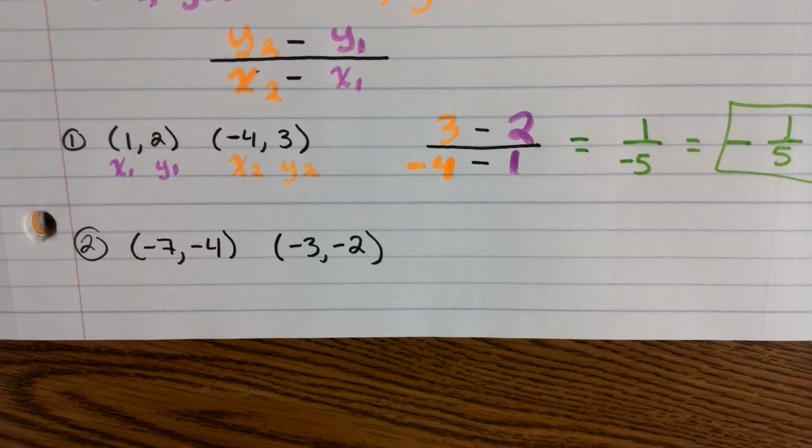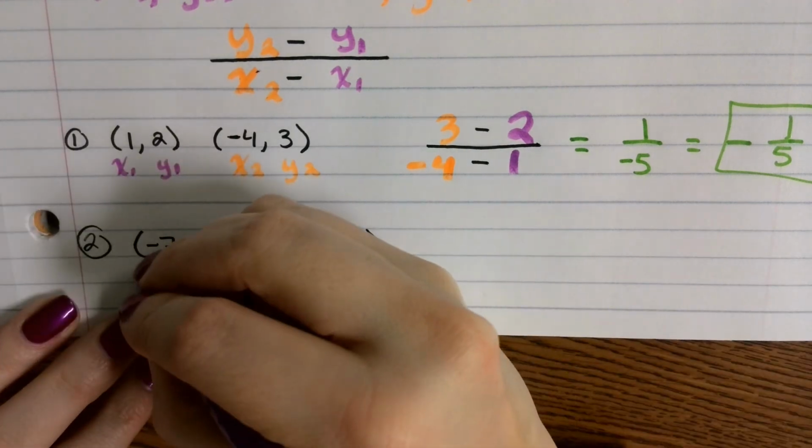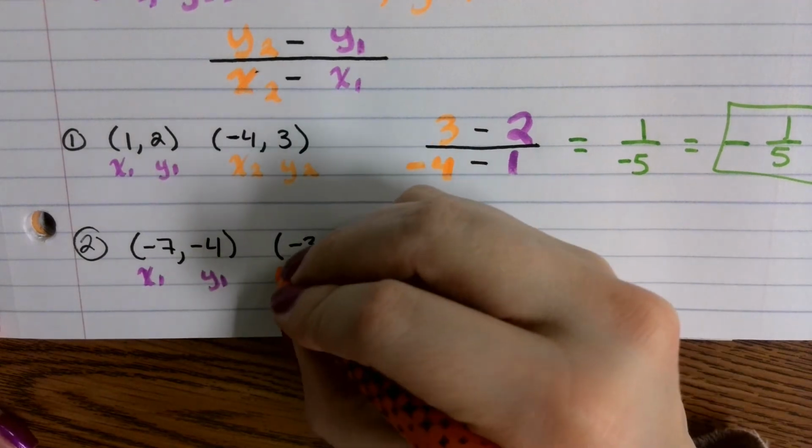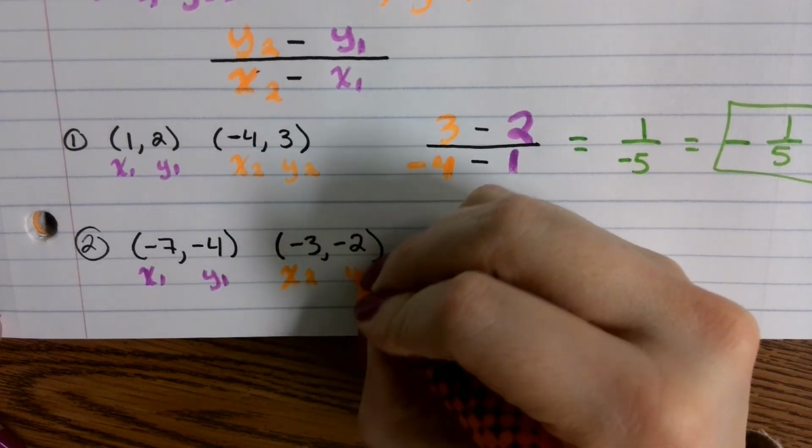All right, who can tell me what they got? Kinston? 1/2. Very good. Okay, so if we just assign these, we'll say that this is my x1, this is my y1. The -3, -2 is going to be my x2 and my y2.